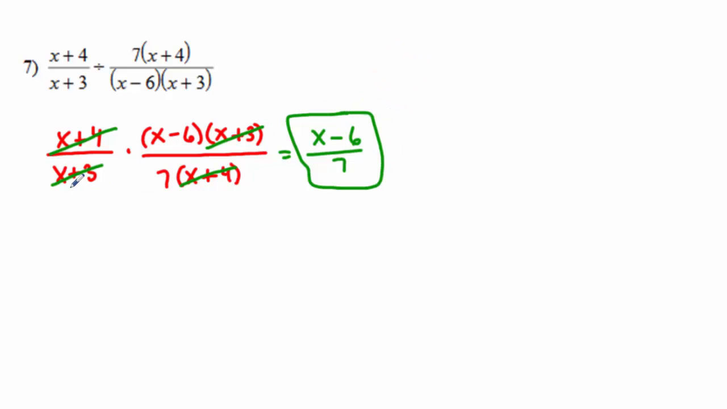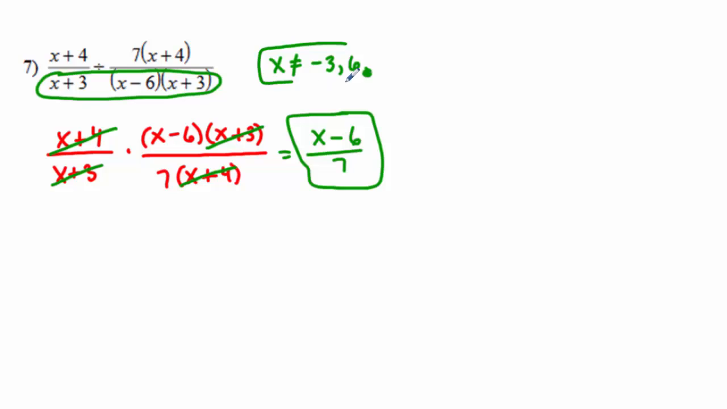My restrictions, I need to look at the beginning before I divide, and I need to say what x could not equal there at the beginning. And so it couldn't be negative 3, it couldn't be 6, and it couldn't be negative 3 again. We don't have to write that again, we can just write it once.